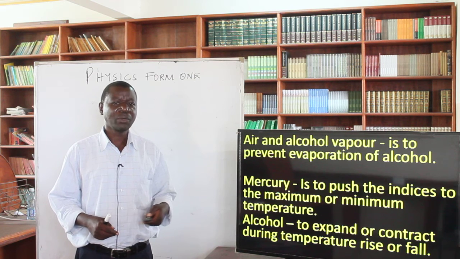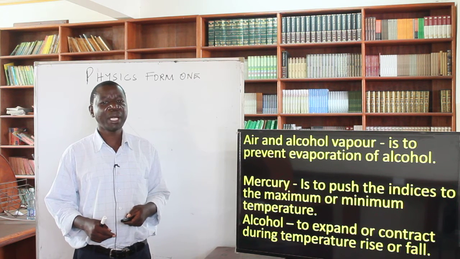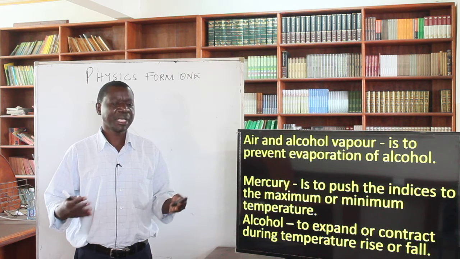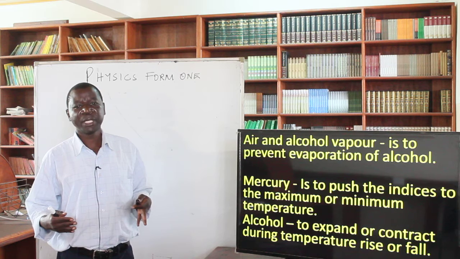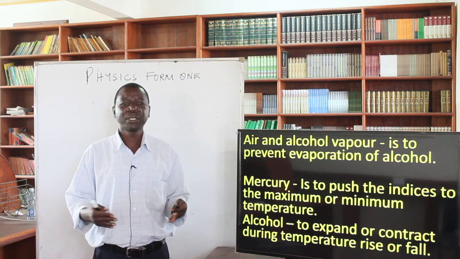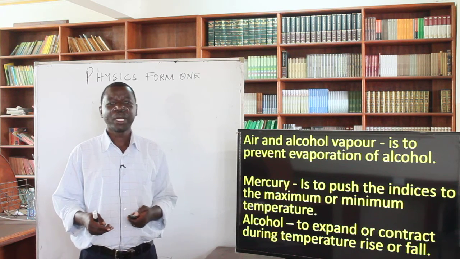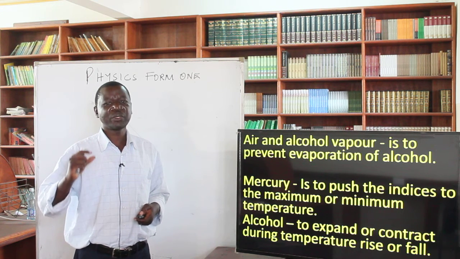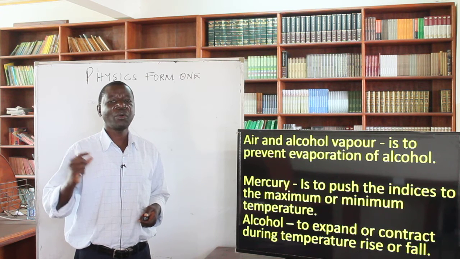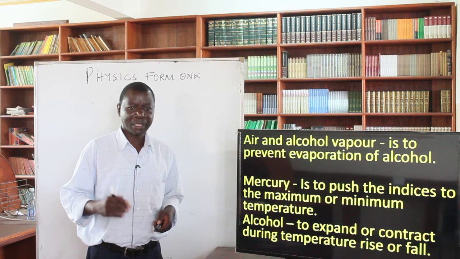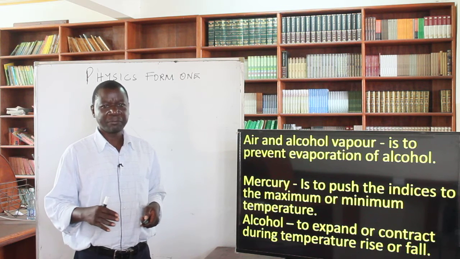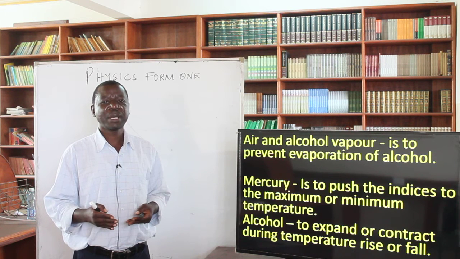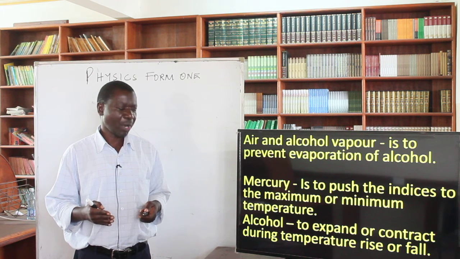Alcohol is to expand or contract during the temperature rise or fall. So when there is a temperature rise, alcohol will expand in the bulb. When there is a temperature fall, the alcohol will then contract. So it is the alcohol that detects the temperature of the day, so that it expands or contracts. And therefore, those are the functions of how the six's maximum and minimum thermometer works.